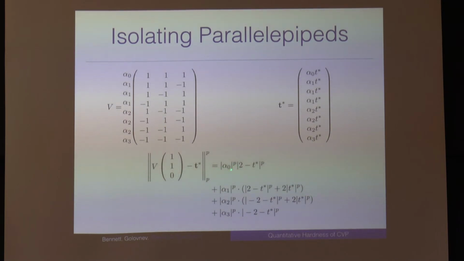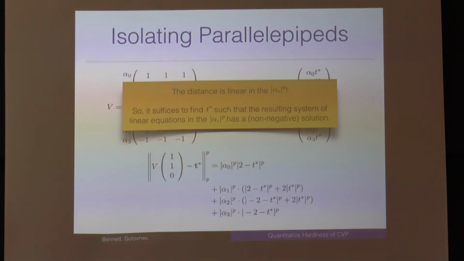So you just get alpha 0 to the p times something for the first coordinate, the second coordinate is alpha 1 to the p times something, and the third and fourth coordinates are the same thing. So you just get some linear expression in these variables. There are k plus 1 such variables.